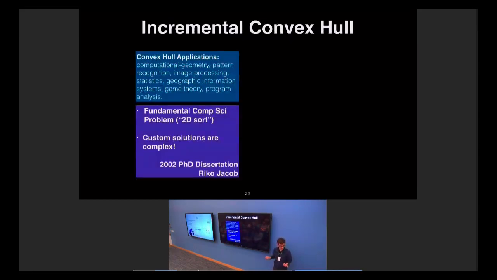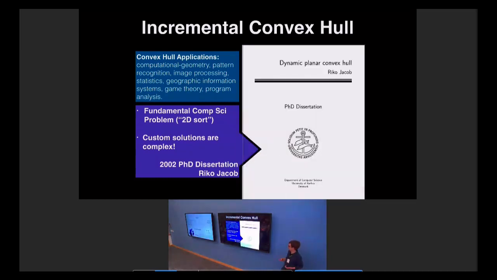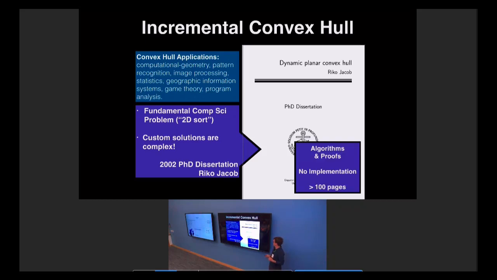So it turns out people study this and they use it in a lot of different domains in computer science. So it's an important problem as an algorithms problem. It's so important that someone wrote in 2002 a whole PhD dissertation about this, the 2D version of convex hull in an online setting. And if you go and read this thing, it's 100 pages of algorithms and proofs. Basically, it's implemented in LaTeX.